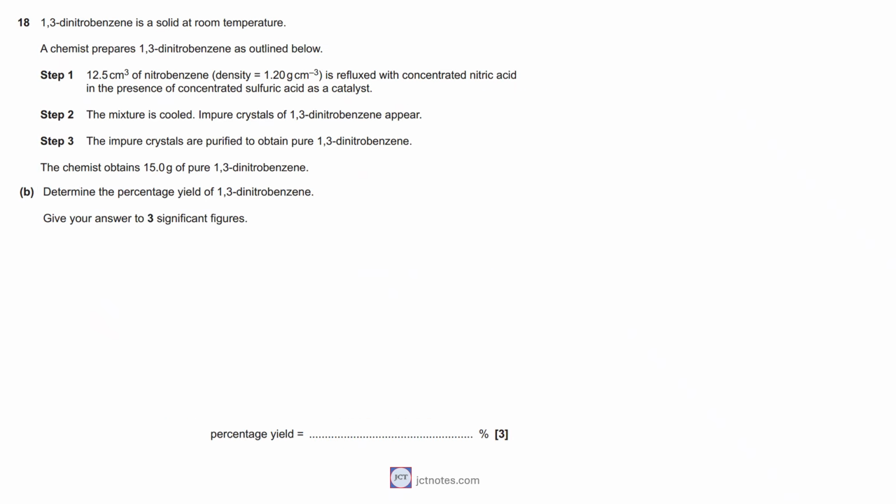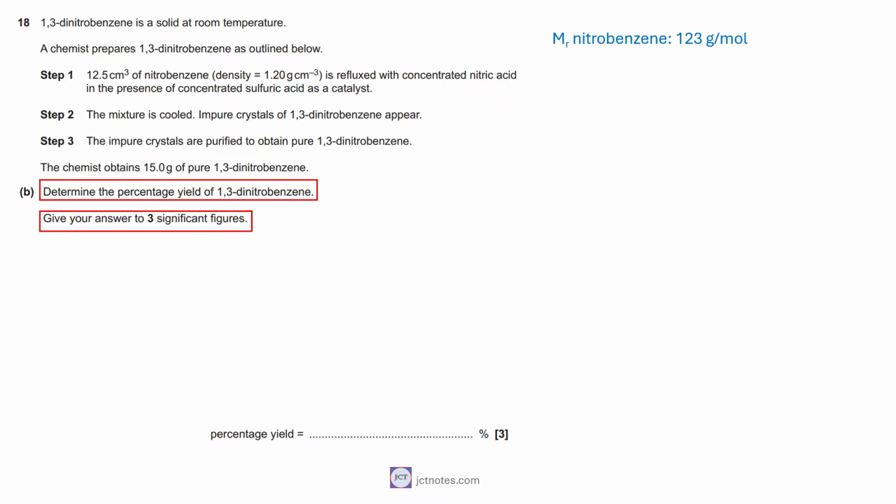In Part B of Question 18, we are asked to calculate the percentage yield of 1,3-dinitrobenzene, giving the answer to 3 significant figures. We can calculate the yield using the number of moles or the masses. Both methods give the same result. Here I choose to use mass for the calculation. The molecular masses of nitrobenzene and 1,3-dinitrobenzene are 123 and 168 grams per mole respectively.